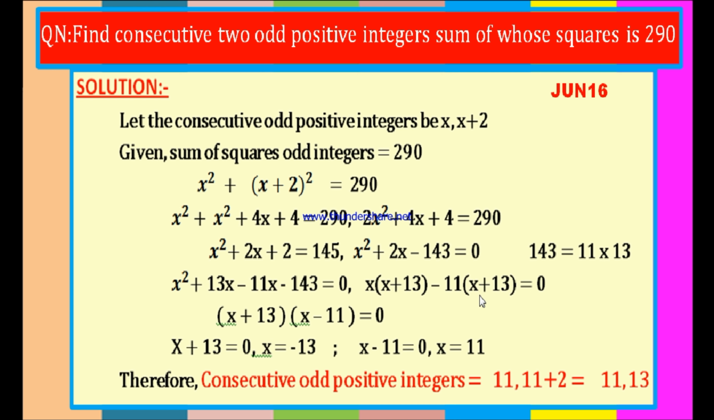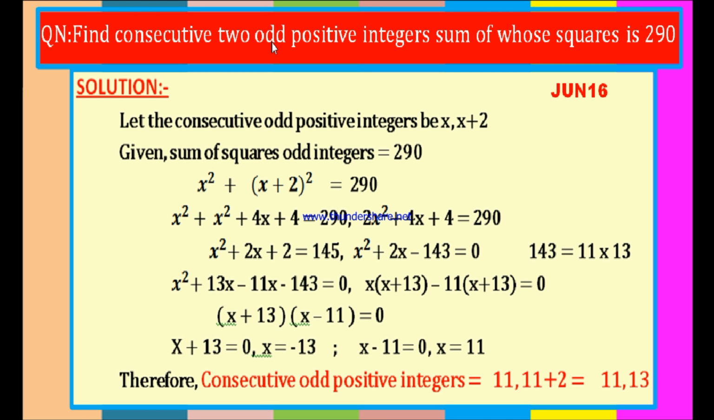Now take x plus 13 common. X plus 13 into x minus 11 is equal to 0. And then equate each factor to 0. If x plus 13 is 0, then x is equal to minus 13. If x minus 11 is equal to 0, then x is equal to plus 11.